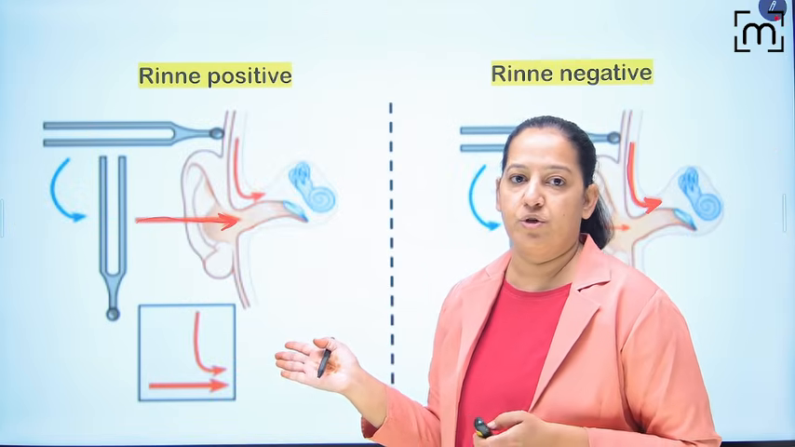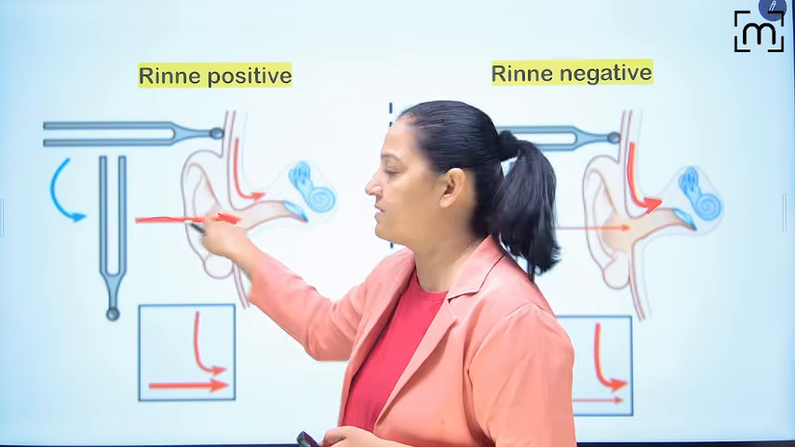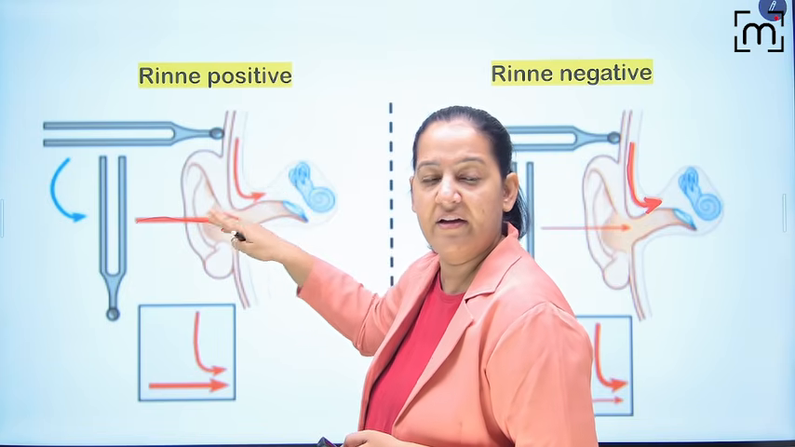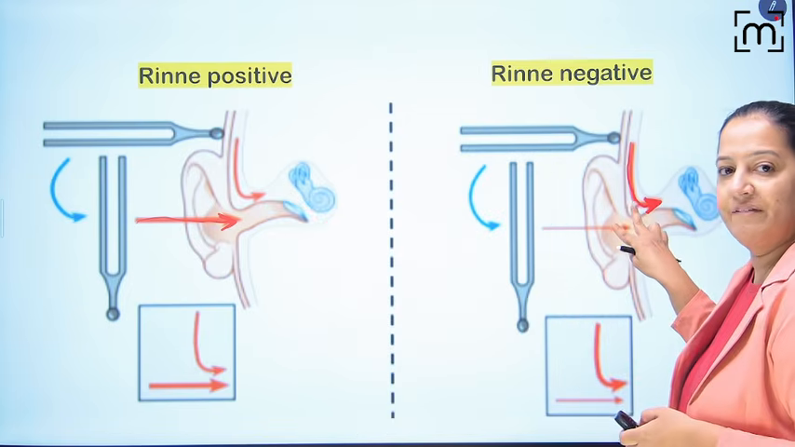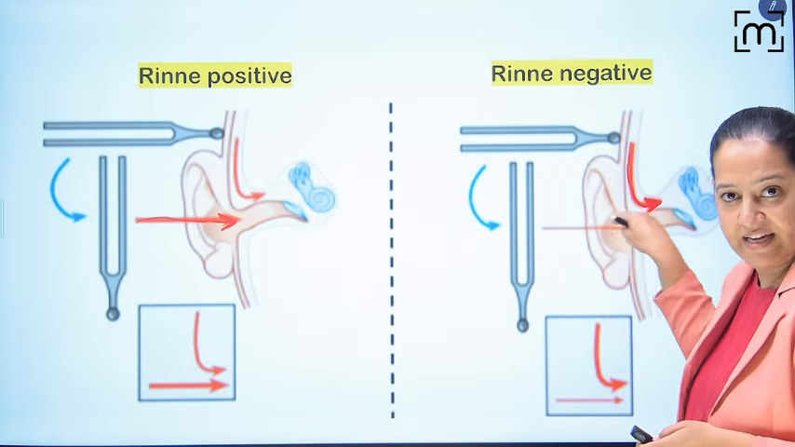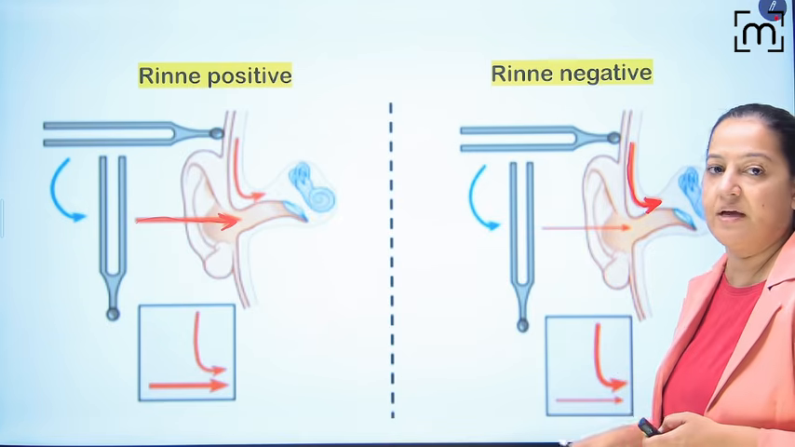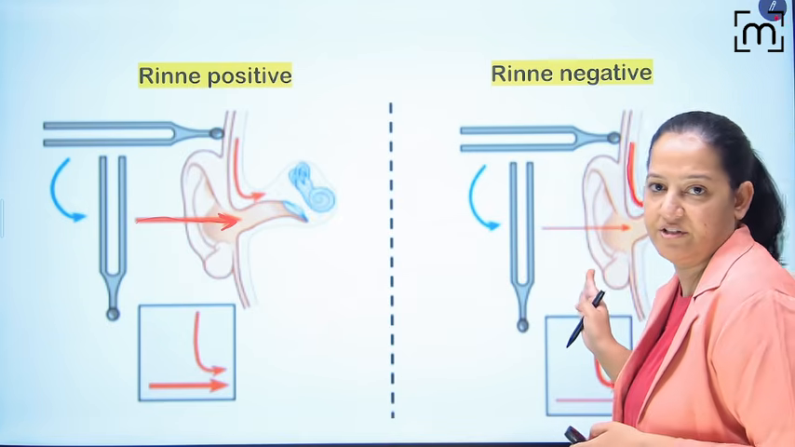So the same thing is shown to you here. You can see the two arrows. This is AC, this is BC. Which one is darker? AC is darker than BC. It is Rinne positive. And here see the two arrows. Which one is darker? BC is darker than AC. So this is Rinne's negative. AC greater than BC, BC greater than AC.